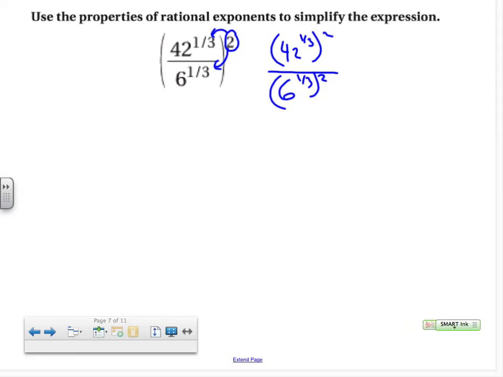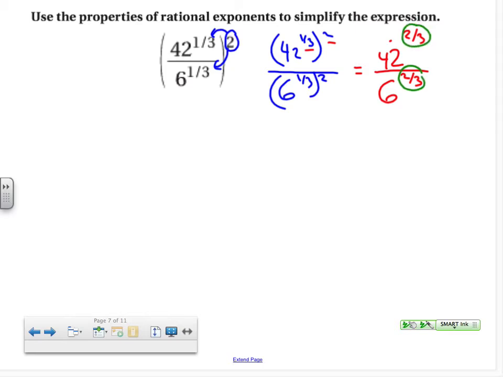You've got a power to a power. We're going to multiply. 1/3 times 2 is 2/3. 42 to the 2/3, 6 to the 2/3. Now from here, it gets a little bit tricky. Take a look. Both of these have the same exponent.